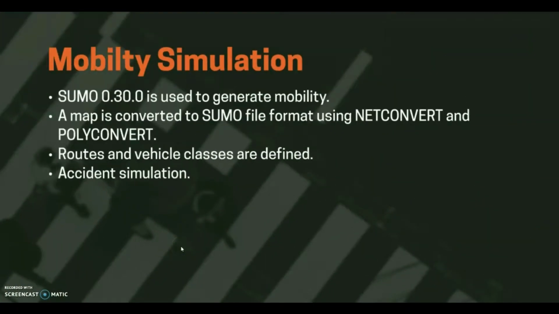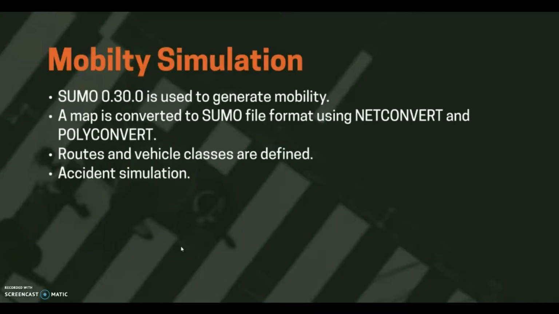In order to simulate mobility, we have used SUMO version 0.30.0. It is a software tool to simulate road traffic. The main advantage of this tool is there are no limitations on the network size and the number of simulated vehicles. You can import any map of your choice from openstreetmap.org. Once you are done importing, an .osm file is created.